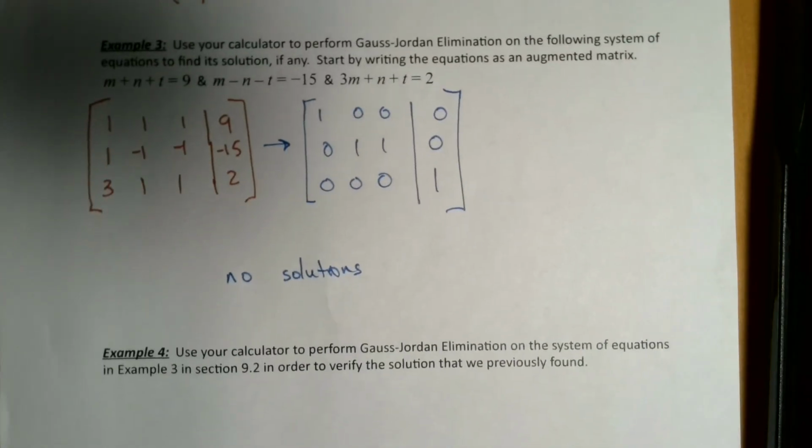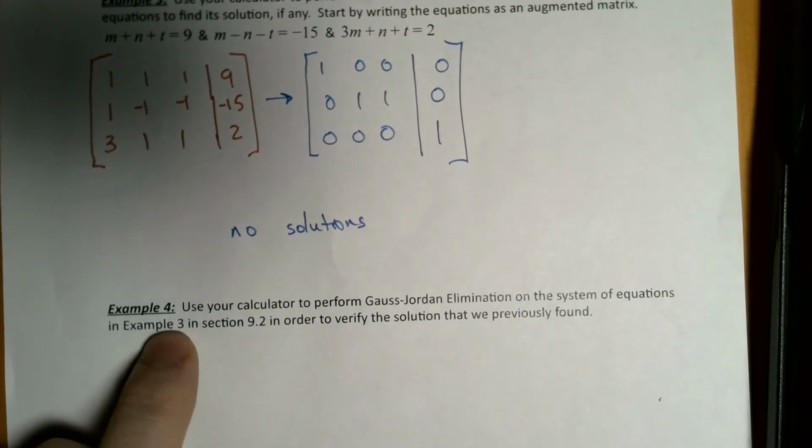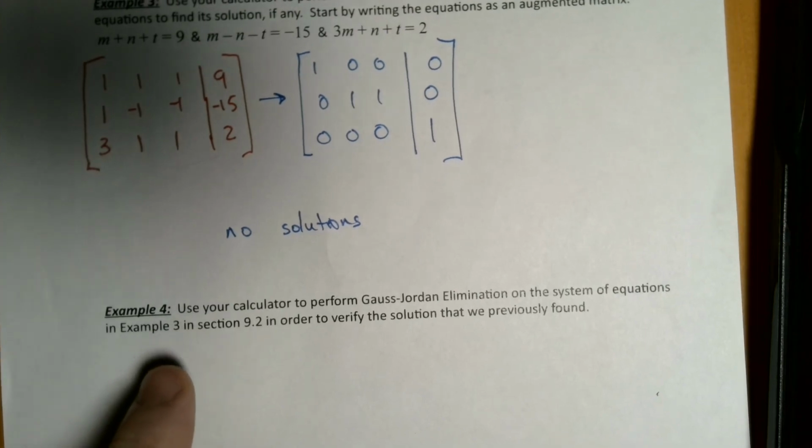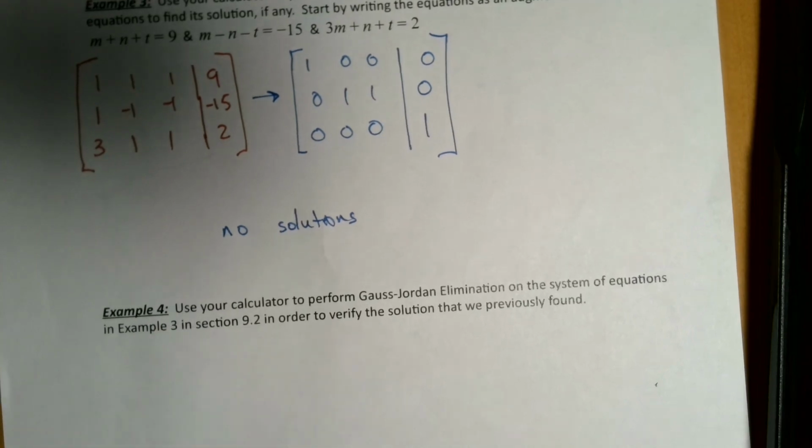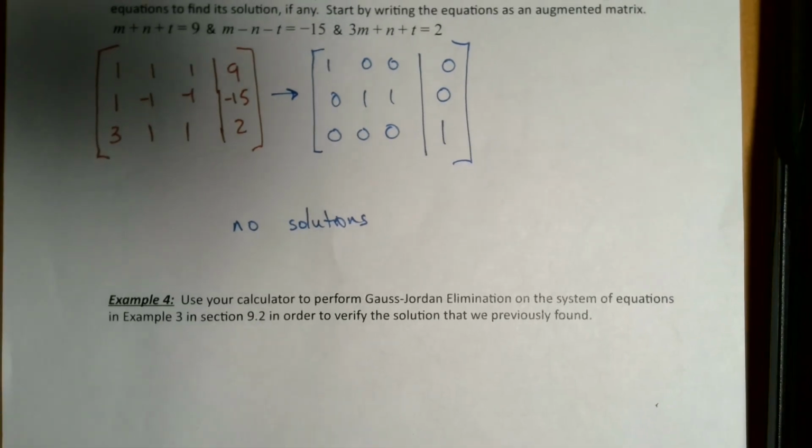So you should do this for yourselves. Return back to what you did in 9.2 and do this Gauss-Jordan elimination on example 3, number 9, so you can see what that looks like. Congratulations, I believe you've done most of pre-calc.